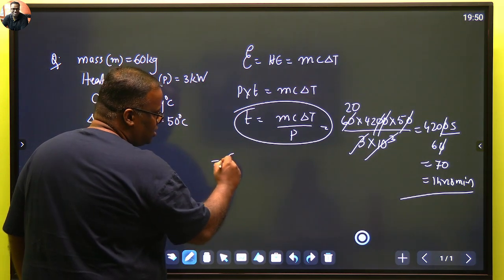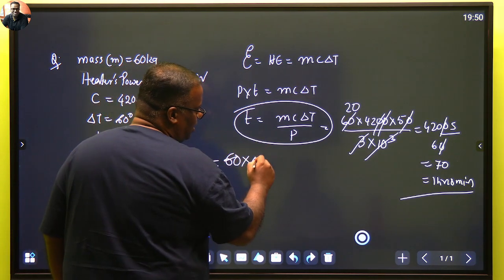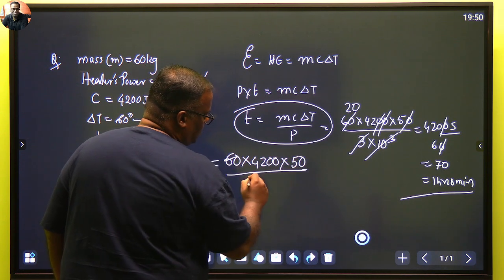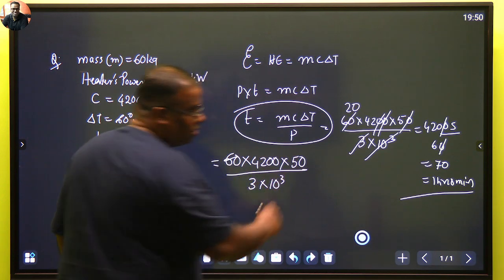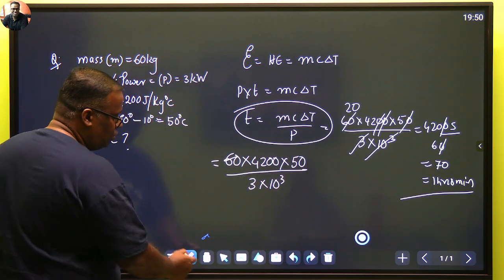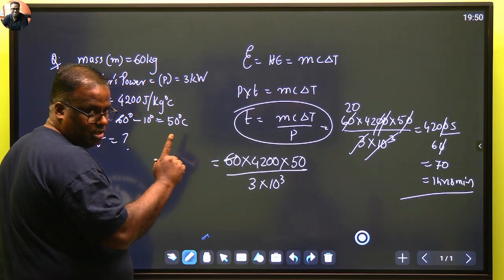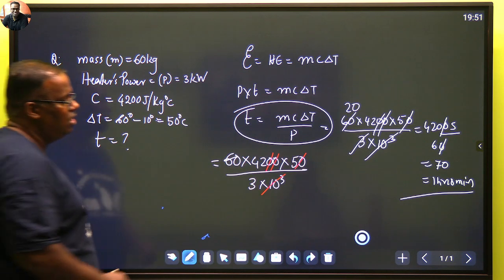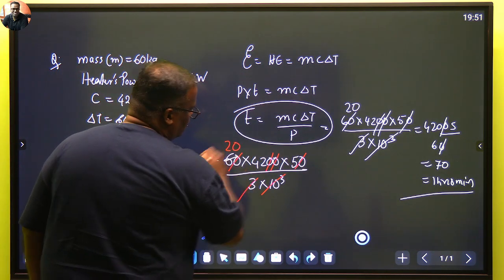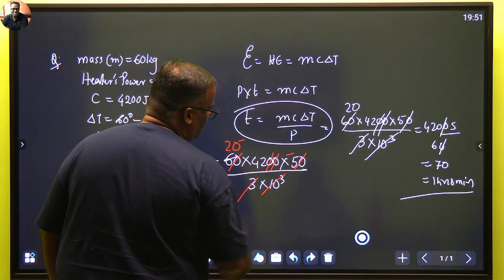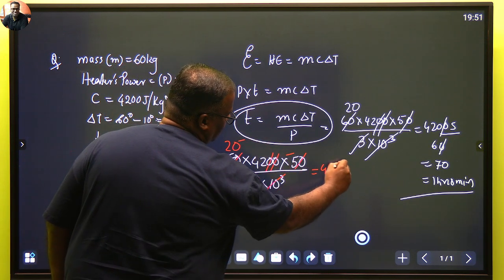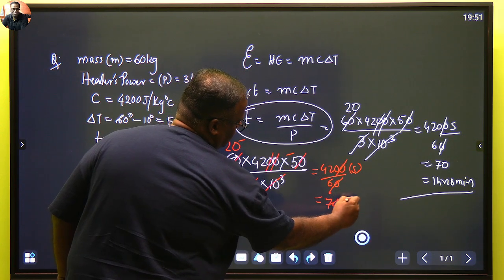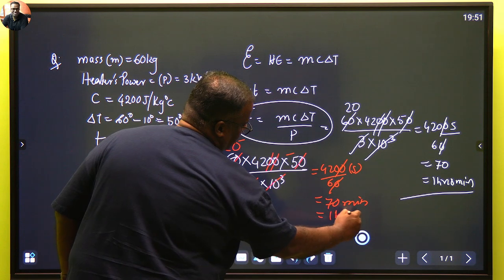Learn to do the problem. 60 is the mass multiplied by 4200 specific heat. Delta T 50 divided by power, which is 3 kilowatt, 3 into 10 to the power 3. What is 10 to the power 3? 10 to the power 3 is 1000. Yes or no? The 1000 takes 2 zeros from here and 1 zero from here. Understood? Then what? 3 cancels this as 23 is 60. 20 into 5 gives me 100. 100 into 42 is 4200. So many seconds. Divided by 60. 0 0 cut. 6 7 42. 70 minutes. 70 minutes means 1 hour 10 minutes.